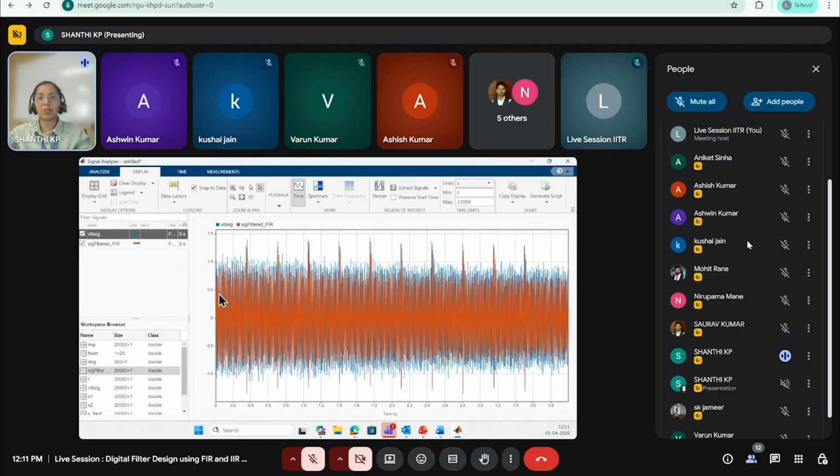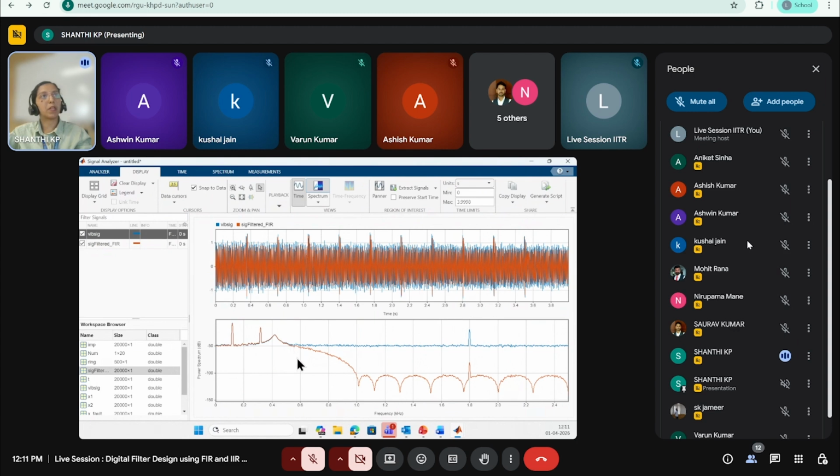But we can't obviously see which frequency component has been removed, right? So we'll go to the spectrum. We visualize the signal in the frequency domain for better interpretation. Here you can clearly see that below 500 Hertz, all the useful vibration signal is preserved, and above 1 kilohertz, which was our stop band frequency, the signal is attenuated largely. So that means it has suppressed the noise.